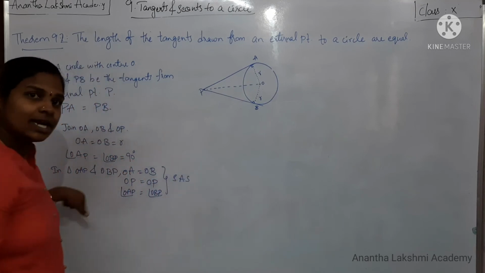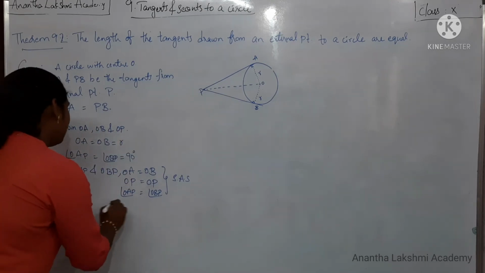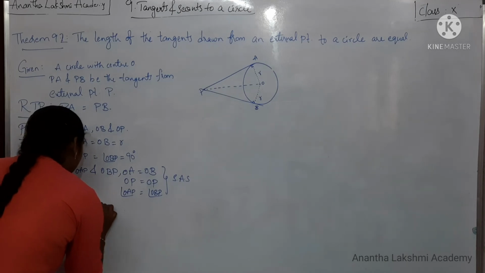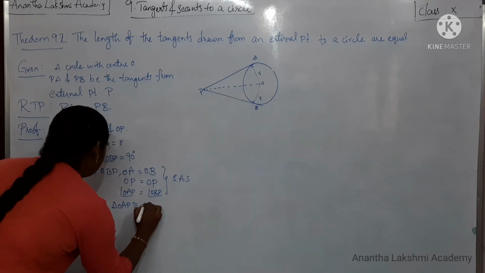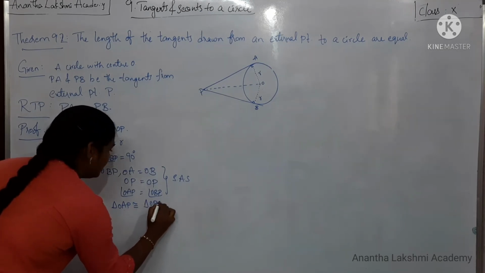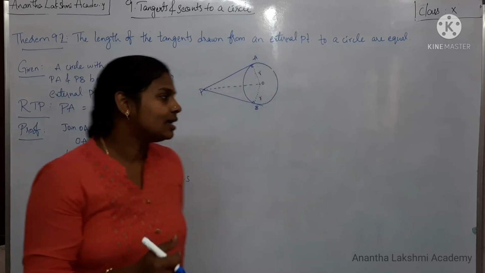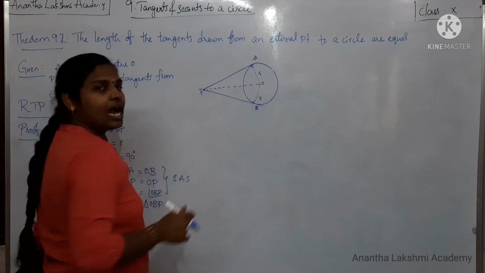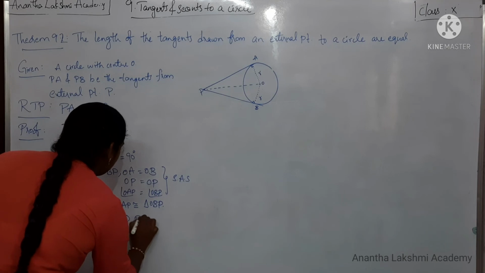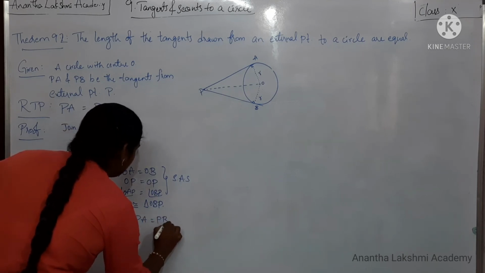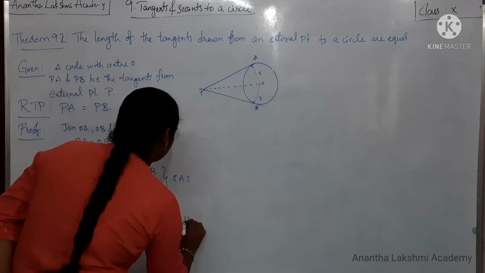Let's say yes, congruency. We can say that the two triangles are congruent. That implies triangle OAP is congruent to triangle OBP. Now, when we say that two triangles are congruent, what can we say? That sides are equal. So, what is the side? PA and PB are equal, which implies PA is equal to PB. Is that what we are supposed to prove? Yes. Hence, proved.